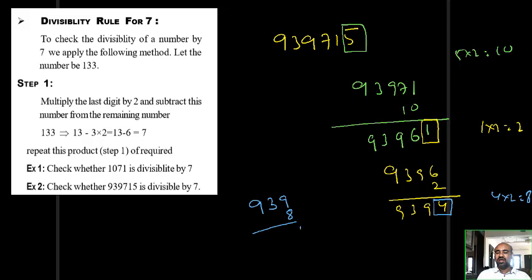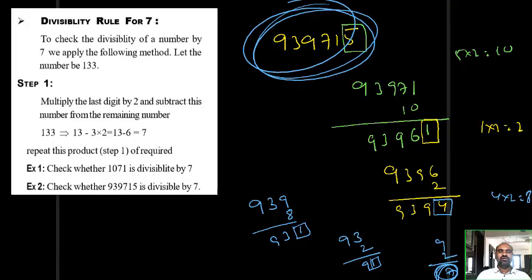So 931. Again I don't want to check whether this is divisible by 7 or not, because a 3-digit number is difficult for me. Again I remove the unit digit, 1, which multiplied by 2 is 2. The truncated number 93 should be subtracted by 2, so 93 minus 2 is 91. Again I don't want to check, again I use the same process. So 9 is the truncated number, which should be subtracted from 2 times the unit digit, that is 2. 9 minus 2 is 7, which is divisible by 7. Then I can say that the given number is divisible by 7. In this way you can check whether a given number is divisible by 7 or not.